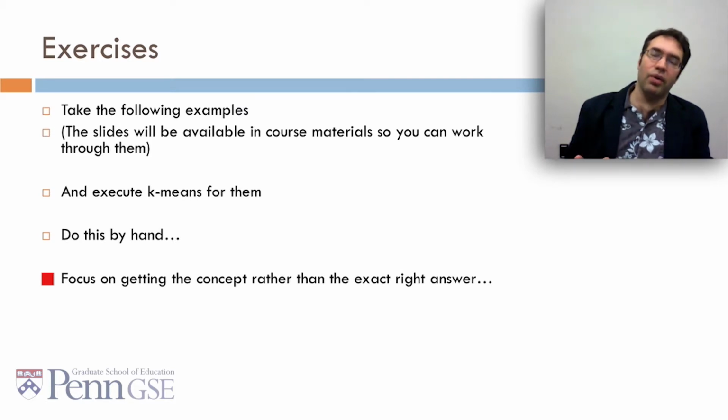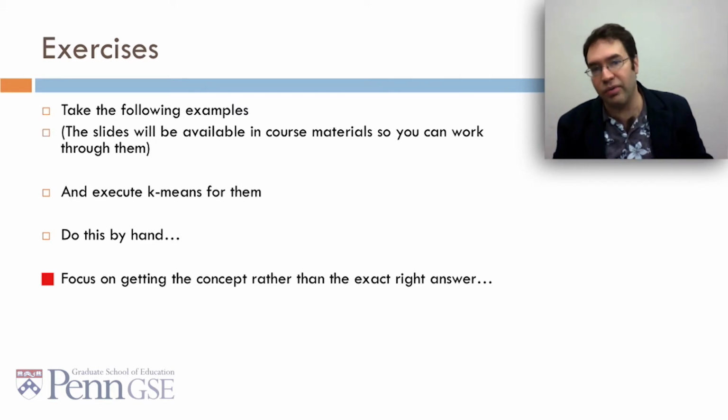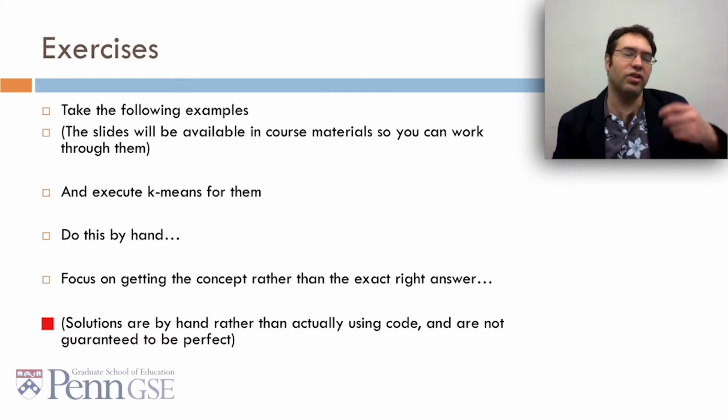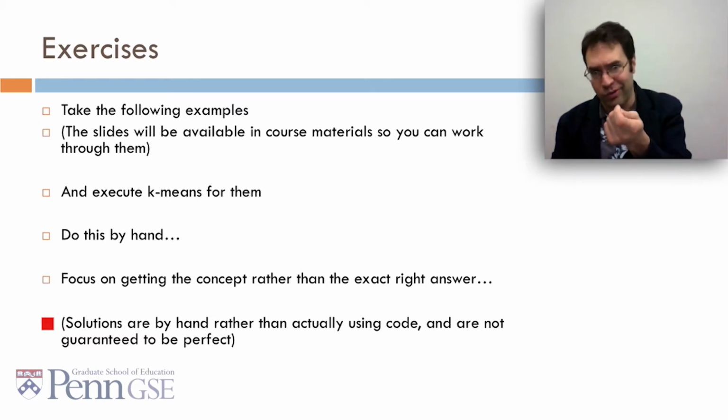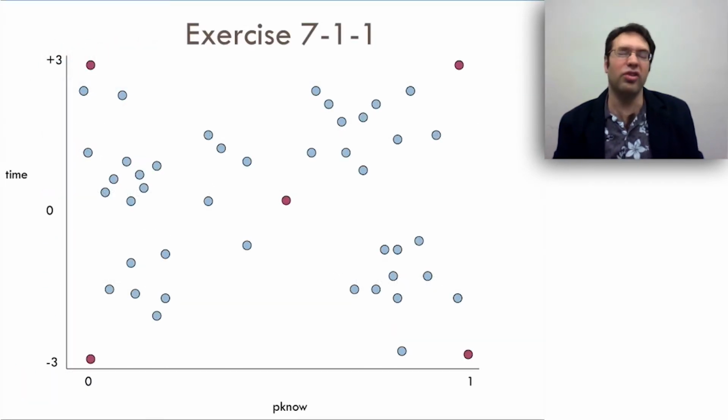And I should point out, by the way, don't spend a half hour getting your lines in exactly the right places. Focus on getting the concept rather than the exact right answer. The solutions that I do are by hand rather than actually using code, and so I don't guarantee they'll be perfect. The idea of this is to get the concepts, not to try to actually execute k-means by hand, because there are algorithms that do it. You can do it in RapidMiner, Weka, a lot of packages. So here's exercise 711.